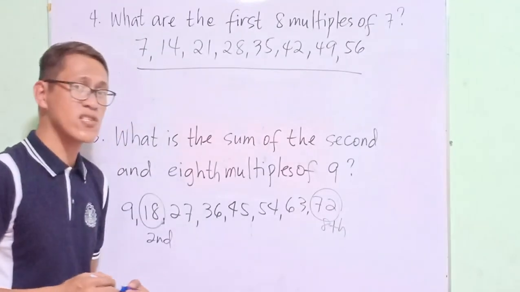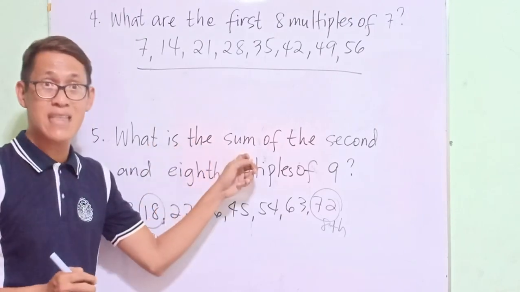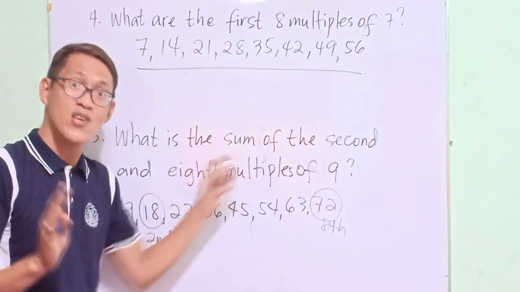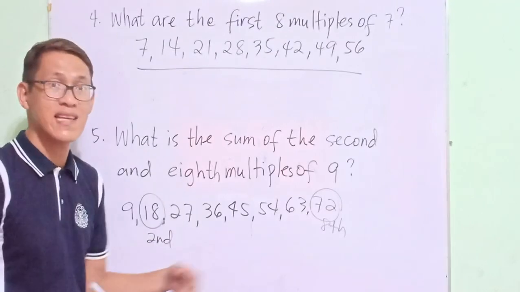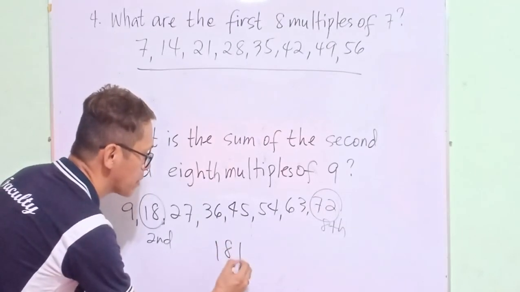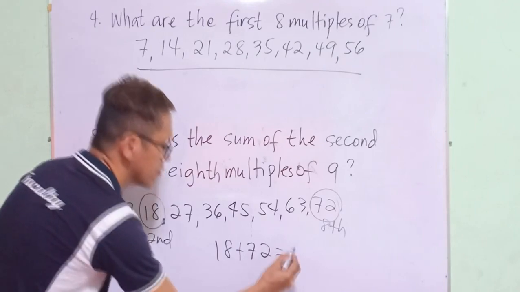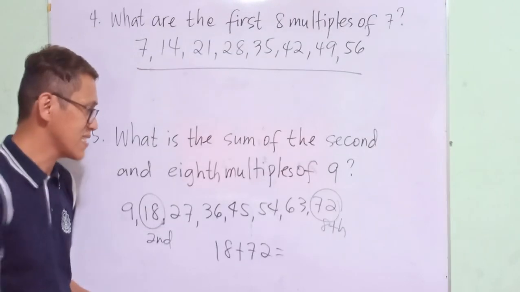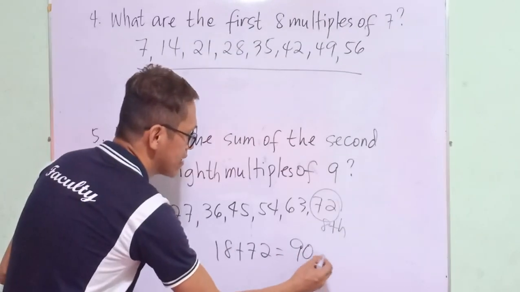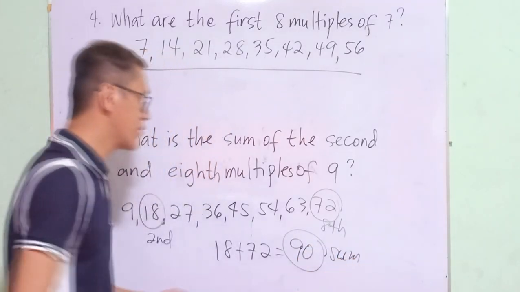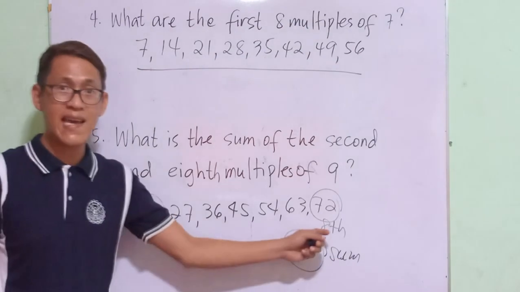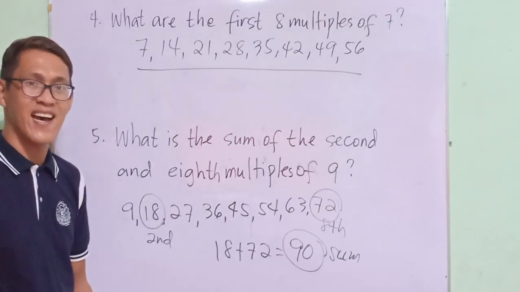So the question again is, what is the sum? So to get the sum, you need to add. So we add the 18 and the 72. So what's 18 plus 72? Yes, the answer is 90. This is the sum of the second and the 8th multiples of 9.